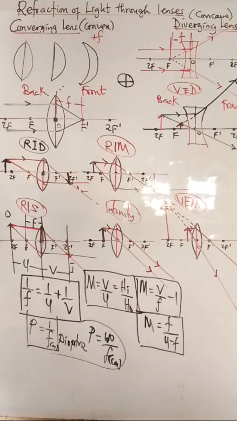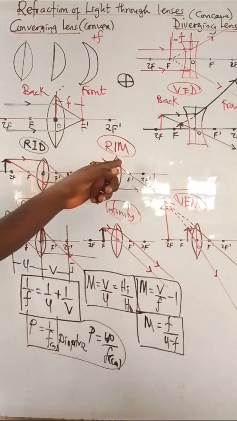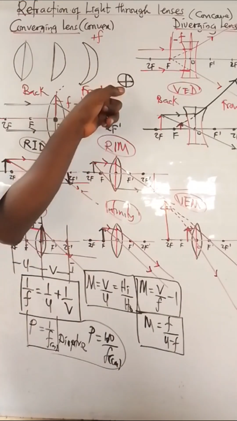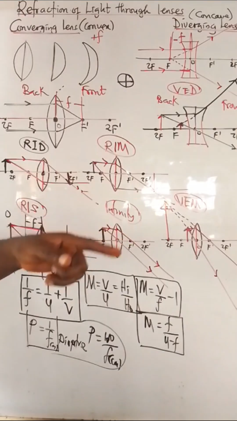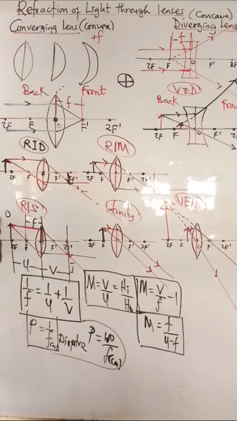Whenever we form a sharp image on the screen, it means the image is formed at the what? Principal focus. Then the distance between the image, that's the screen, and the lens itself becomes the focal length.